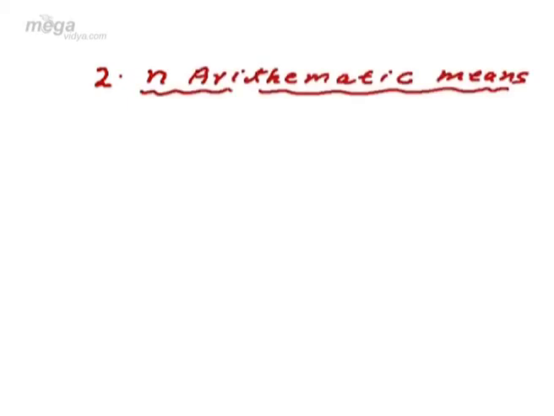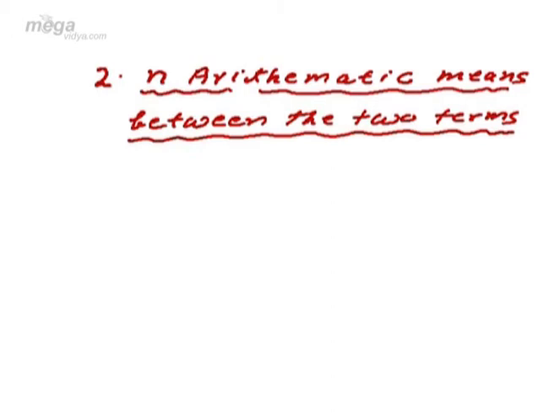Now the second part, that is n arithmetic means between the two terms. If the two terms are A and B, and I want to insert n arithmetic means between them, then A1 is the first arithmetic mean, A2 is the second arithmetic mean, A3 is the third arithmetic mean, and the last is An.